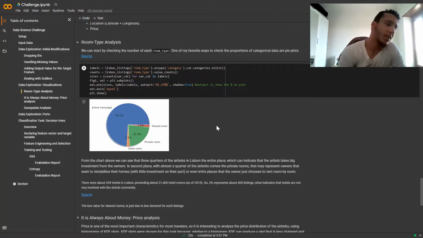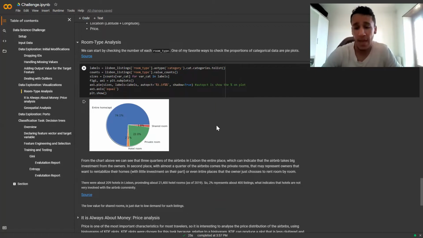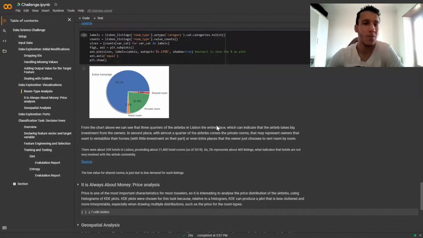The shared room really doesn't have a high value because the demand is not very high, because all the other values are not really that expensive, so you don't really need to share a room. Also, if you want to share a room, from a young person's point of view, I would just go to a hostel, because it's more fun and you find more people from different backgrounds there.